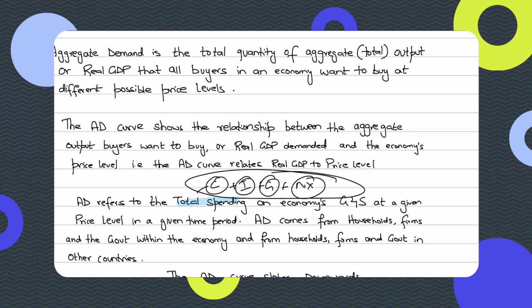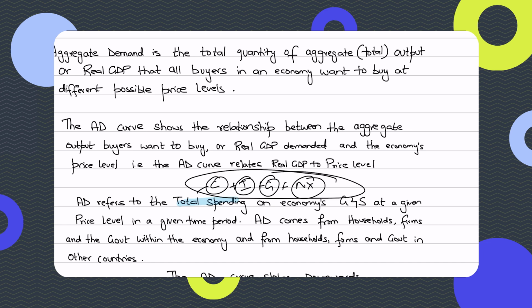So hence aggregate demand can be understood as both the sum of these expenditures and the demand that drives the production of the country's real GDP, because the sum of these expenditures, which is the total spending done in the economy, would determine the total demand for these goods and services that is produced within the economy.